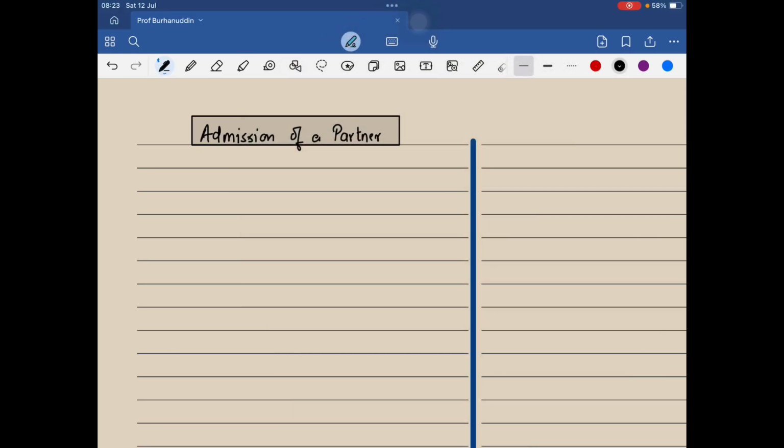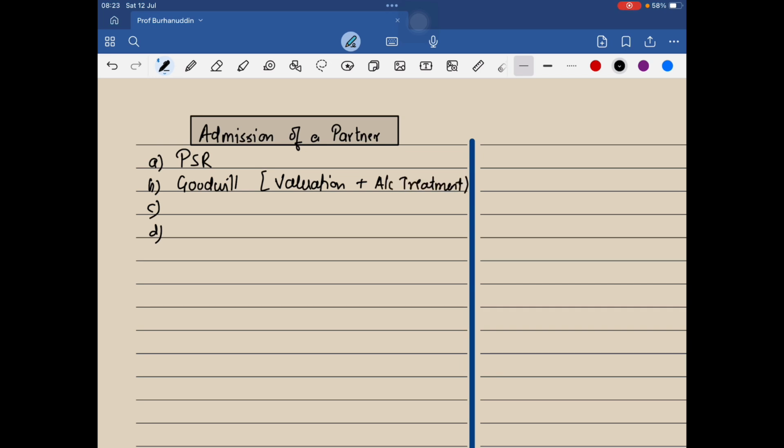Full chapter of admission and overview. Let's start. I have divided this chapter into 4 parts. In the very first part, I'll be talking about the profit sharing ratio, PSR. Then I'll be talking about goodwill. In this goodwill, I'll be talking about the valuation and the accounting treatment. Then I'll be talking about revaluation account, revaluation of asset, and reassessment of liability.